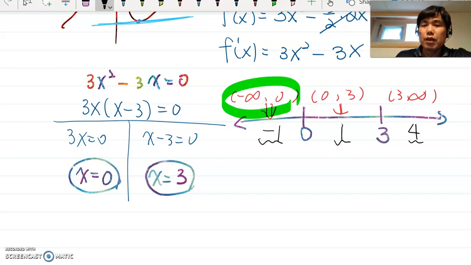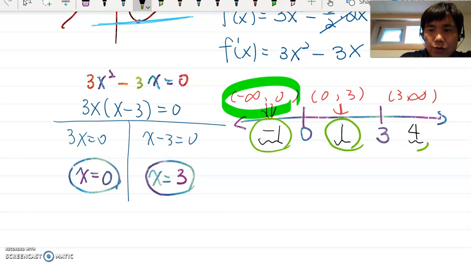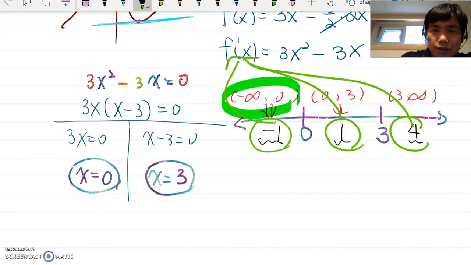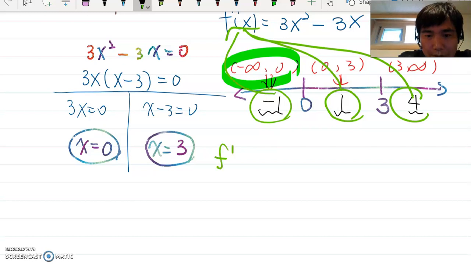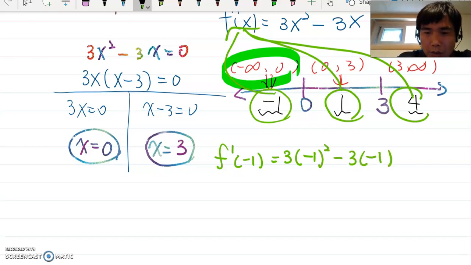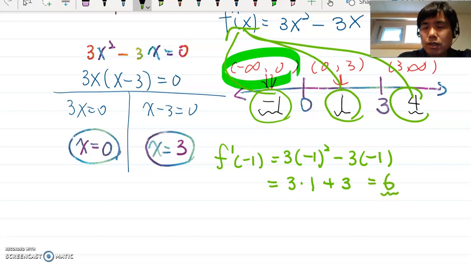Okay, therefore you are plugging these x values into f prime of x, not just the original f of x. The reason is f prime of x means you are finding the tangent line slope. That's why you have to do so. So I'm going to plug all these values into the f prime function. Okay, so let's do it. f prime of negative 1 means 3 times negative 1 squared minus 3 times negative 1. Then this becomes 3 times 1 plus 3, which is 6. 6 is a positive number, which means in this area we find the slope becomes positive. In other words, increasing.